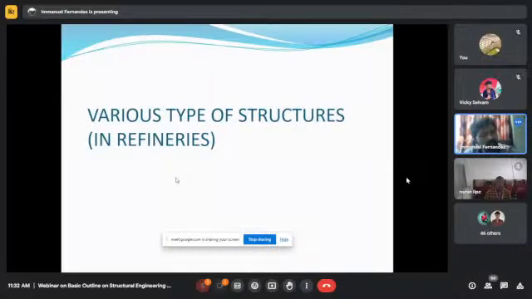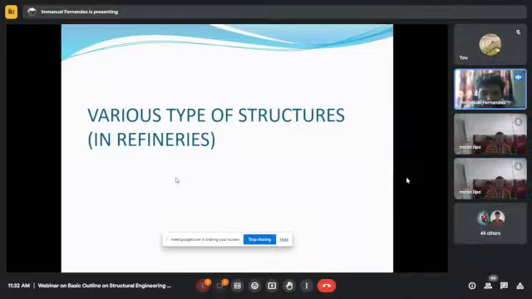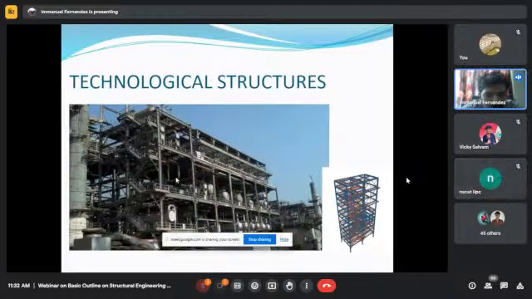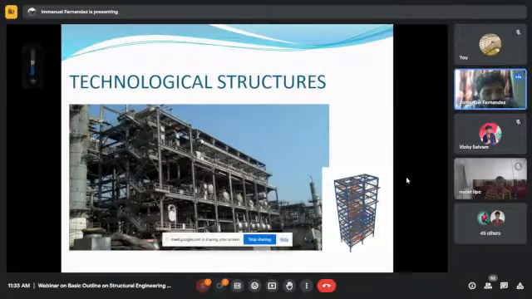So now let me show you some images of the various types of structures in a refinery. This is one technological structure. Now students, you should be thinking, what is a technological structure? We don't know any technological structures. The name is different. A technological structure is nothing but a structure which is used to support the process equipment. In this, if you can see, there are a lot of equipment. There are heat exchangers, there are vessels, and there are air fin coolers at the top. These are the components which will be done by the mechanical engineers.